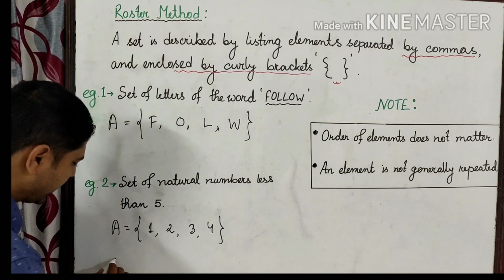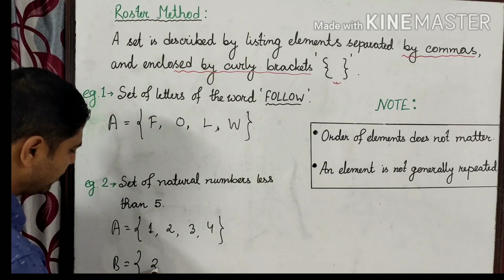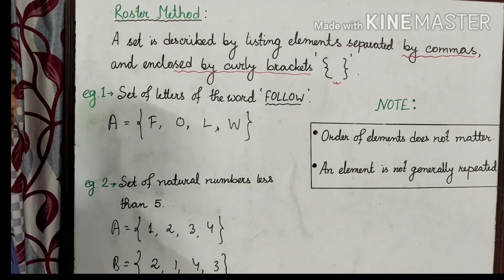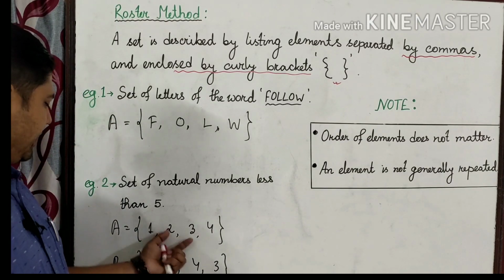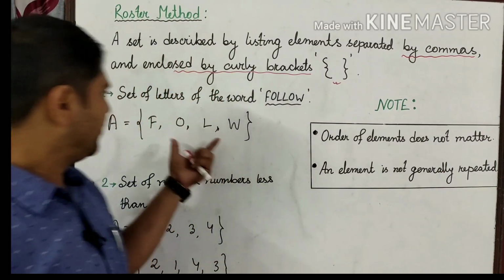Again, this one you can also write like 1, 4, 3. You can write in this way also. That means the element is not generally repeated, the first point.